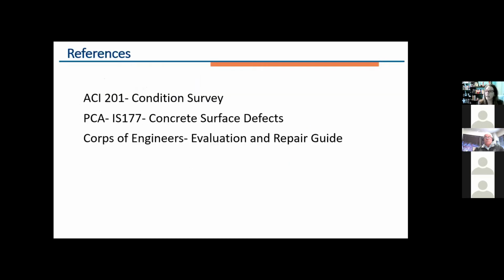So there are a lot of great references out there. I'm going to really get into the actual defects this afternoon, but I would encourage you to pick up some reference guides. These are not standards, these are guides. So ACI 201, the Durability Committee of American Concrete Institute, has a condition survey that I highly recommend for you. Also PCA, our company, has an information sheet on concrete surface defects. I'll be happy to share that with the group with my slides after the program.